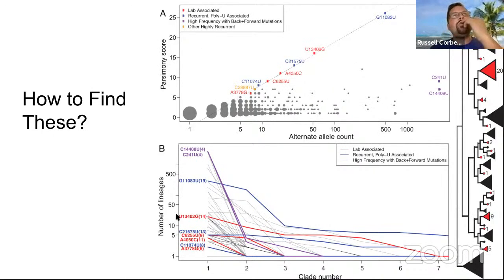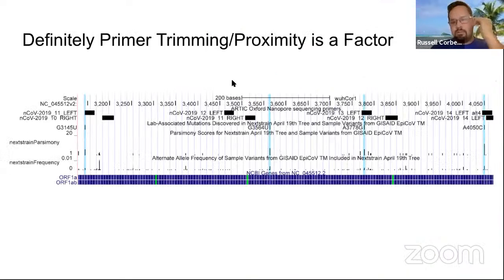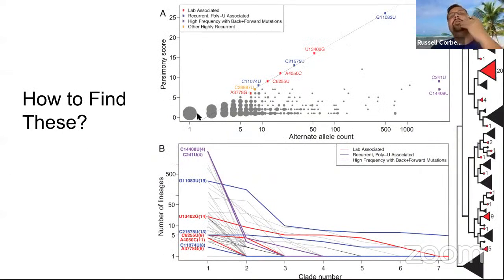And so what we did was we said, okay, let's try to break this down a little bit. We have a set of mutations that appear to be highly recurrent. In fact, they make this really nice line. And I think I have some theories as to why this is true.